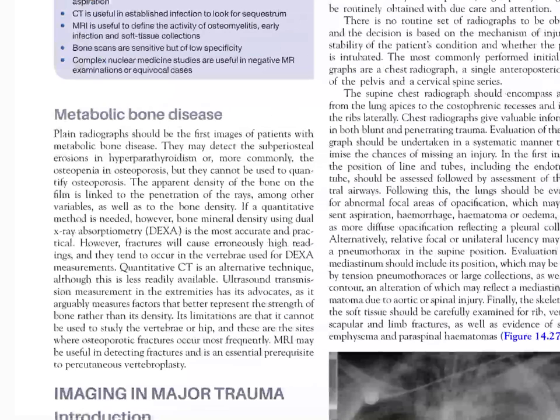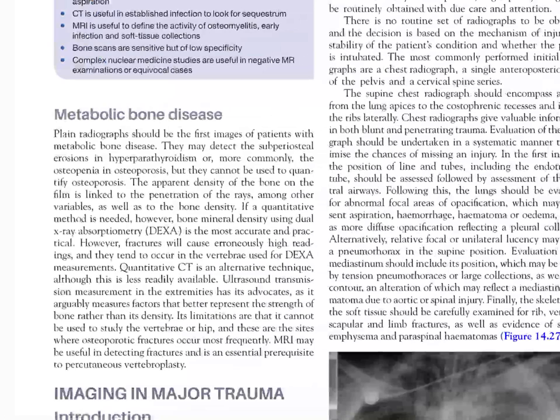If a quantitative method is needed, bone mineral density using dual X-ray absorptiometry, DEXA, is the most accurate and practical. However, fractures will cause erroneously high readings and they tend to occur in the vertebrae used for DEXA measurements. Quantitative CT is an alternative technique, although this is less readily available.